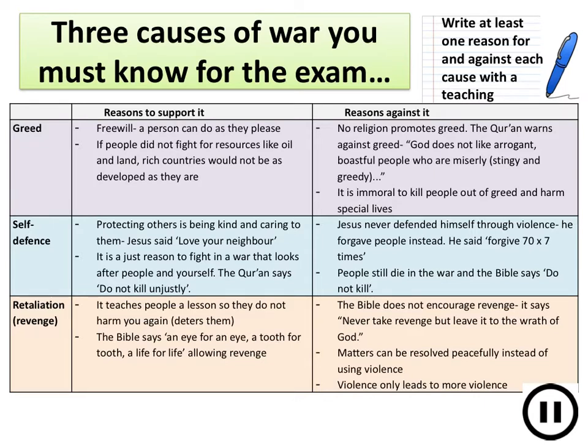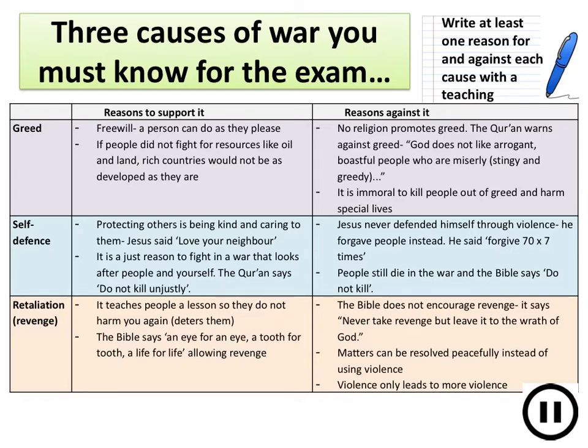Finally, we need to look at retaliation as a cause of war. This means revenge or fighting back against people who fought you. Reasons to support this is that it teaches people a lesson so they don't harm you again. It can put them off. It deters them fighting against you. As well as this, the Bible says an eye for an eye, a tooth for a tooth, a life for a life. This suggests that revenge is allowed, and if somebody has fought you, then you should be able to go back and fight them.